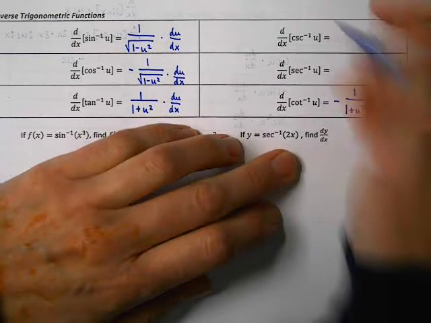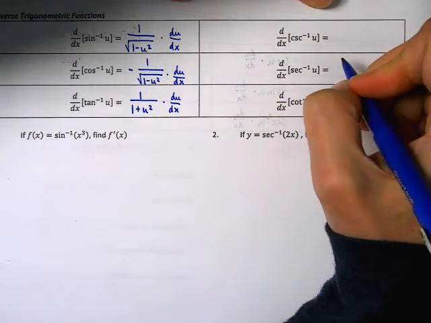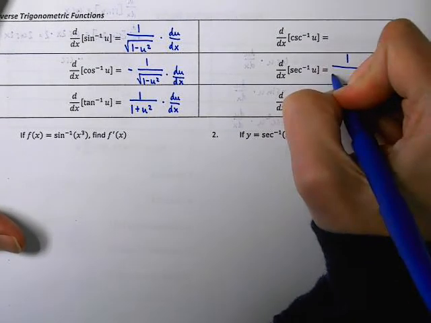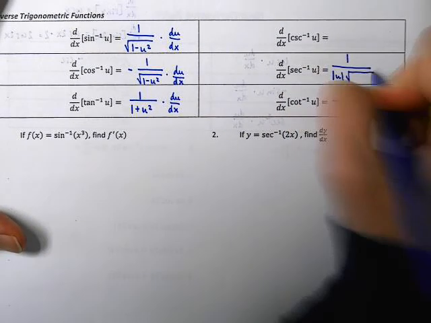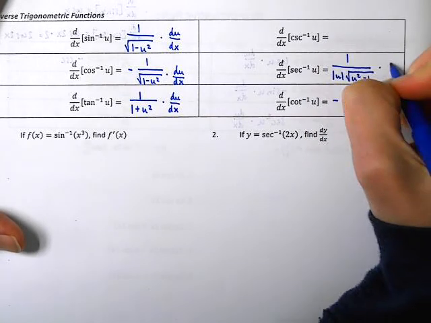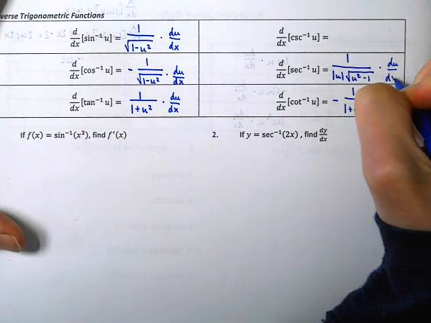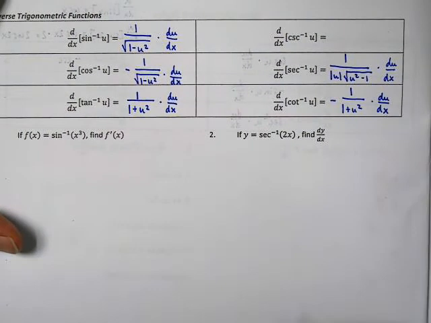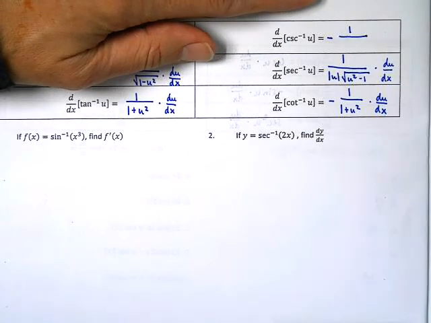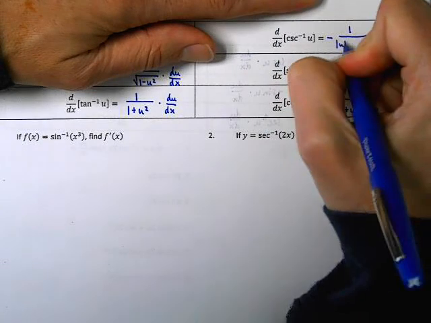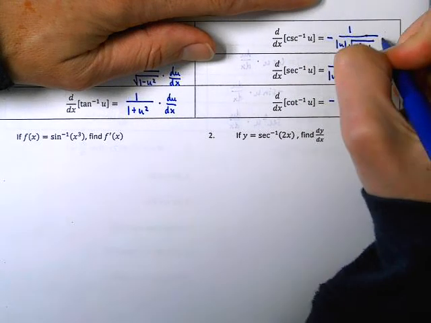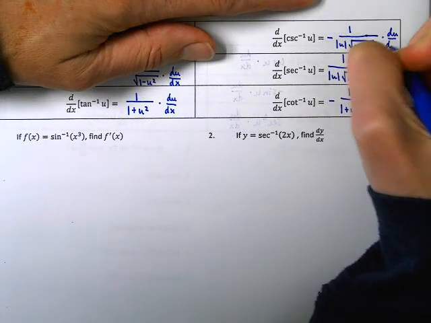Derivative of inverse secant. Now this one's a little bit involved. It's going to be 1 over the absolute value of u times the square root of u squared minus 1 times the derivative of u with respect to x. And the last one, inverse cosecant, is just the opposite of that. So negative 1 over the absolute value of u times the square root of u squared minus 1 times the derivative if we have chain rule.